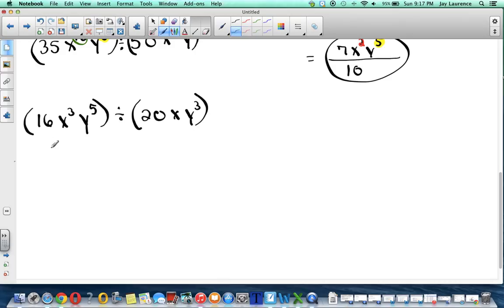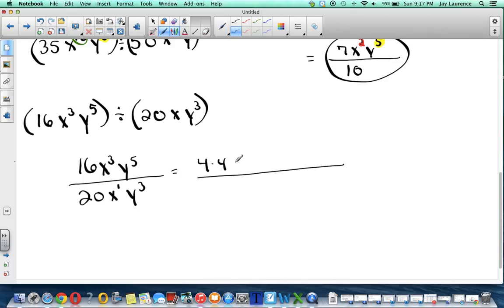And then we're going to wrap this video up. I'm going to have a 16x cubed y to the 5th, and I'm going to put that over a 20x to the 1st y cubed. Think about 16 as 4 times 4. I'm going to think about x cubed as x to the 1st times x squared. y to the 5th I'm going to think about as a y cubed times a y squared. All right, the denominator, 4 times 5 is the same as 20. There's an x to the 1st, and there's also a y cubed.